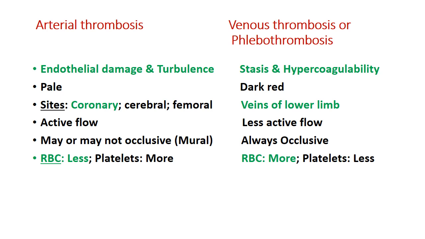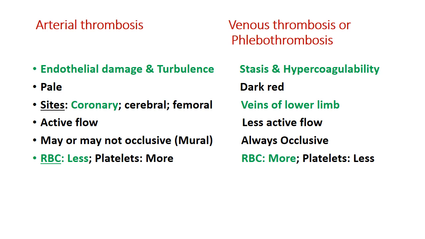Arterial thrombosis usually appears pale and venous thrombosis usually appears dark red, because of more RBCs taking part. The most common sites for arterial thrombus formation are the coronary artery, the most important one, followed by the cerebral artery and femoral artery. And for venous thrombosis, veins of the lower limb are the most important site.